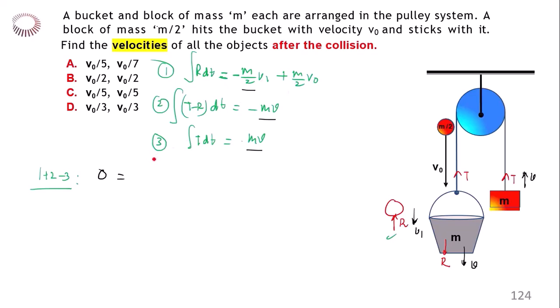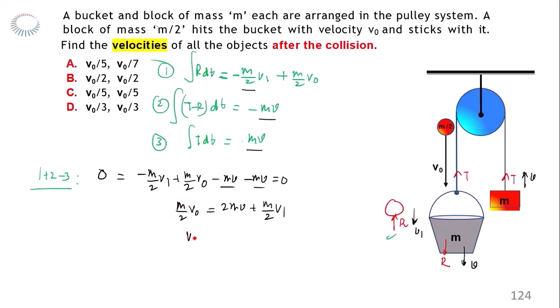So that means 1 plus 2 minus 3 gives minus m by 2 v1 plus m by 2 v0 minus mv minus mv, that is equal to 0. So 2mv plus m by 2 into v1 should be equal to m by 2 into v0. If I cancel m, then v0 should be equal to 4v plus v1. Okay, v0 should be equal to 4v plus v1.